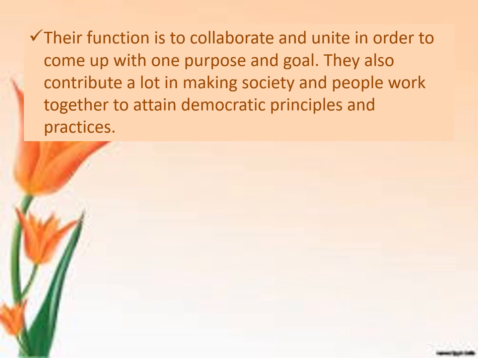Their function is to collaborate and unite in order to come up with one purpose and goal. They also contribute a lot in making society and people work together to attain democratic principles and practices.